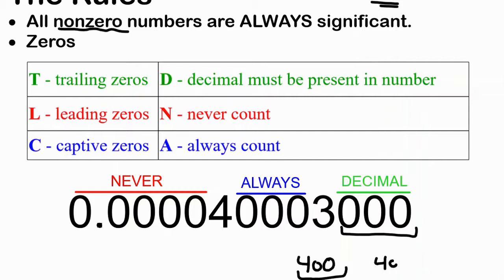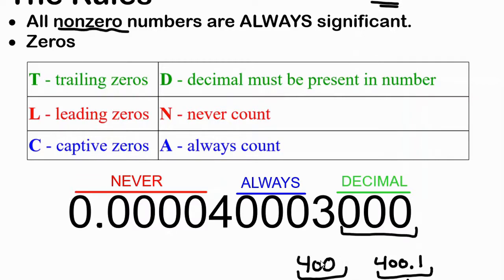Now if I wrote 400.1, now these zeros aren't trailing anymore. They are captive zeros. So they're in between 2 non-zero numbers, because 4 and 1 are non-zero numbers. So that means this has 4 sig figs because captive zeros always count.